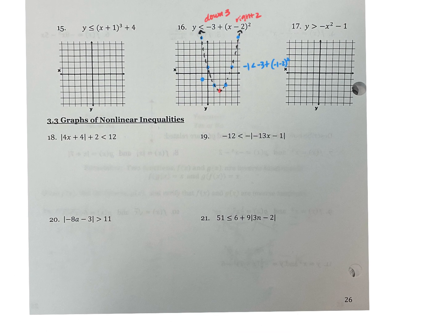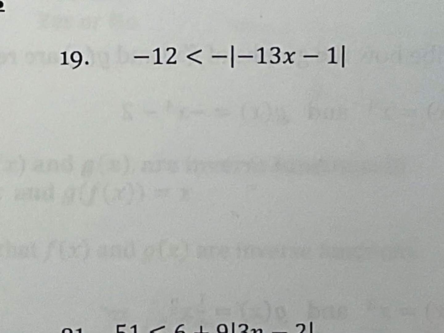Okay, let's remind ourselves how to solve systems. Absolute value. 19 or 21. Which one do you want to do? You do both. Let's just do 19 because it's got a lot of negatives going on.